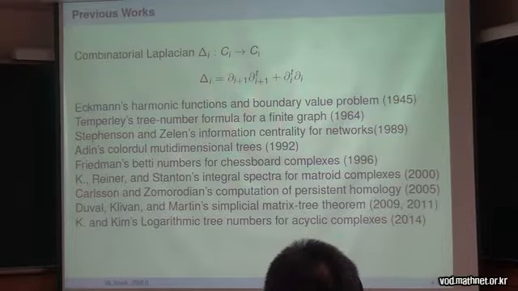at around the 1990s or so, the notion of high-dimensional tree numbers came up. There are a few authors who talked about those things. And then there is Friedman's work on chessboard complexes, and also myself and Reiner and Stanton talked about the combinatorial Laplacians of the matroid complexes and what the eigenvalues are and what the multiplicities of all those eigenvalues are, and so forth. Now, an interesting development within the last 10 years or so is by Carlsson and Zomorodian.